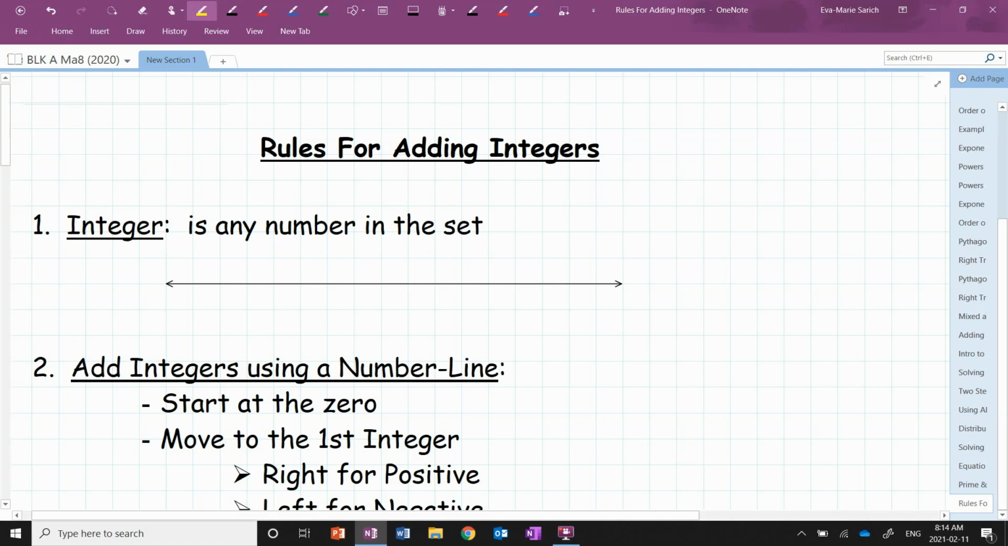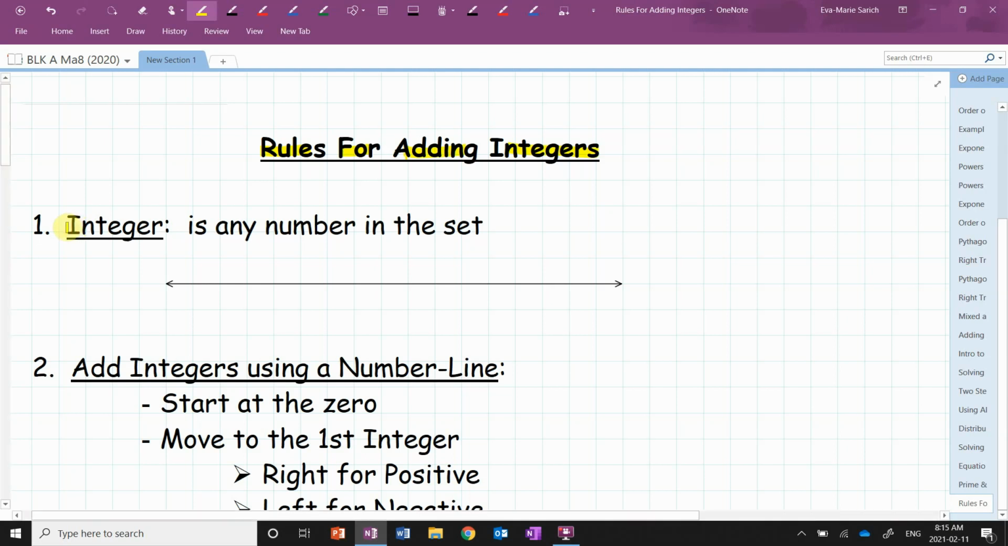Today's lesson is going to be on the rules for adding integers. Now, we're not going to be using calculators. We have to be able to use our calculator between our ears, which is our brain, to figure out how to add integers. Now, before we can start adding integers, we actually need to know what an integer is.